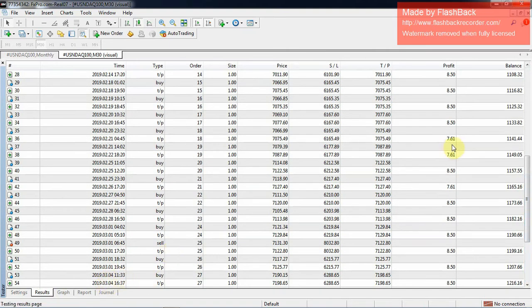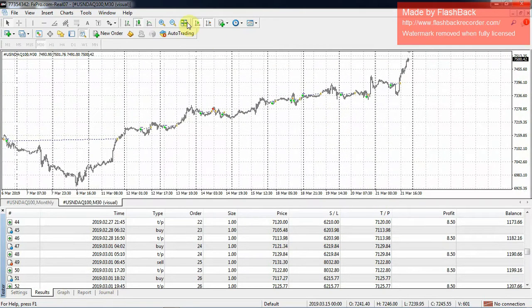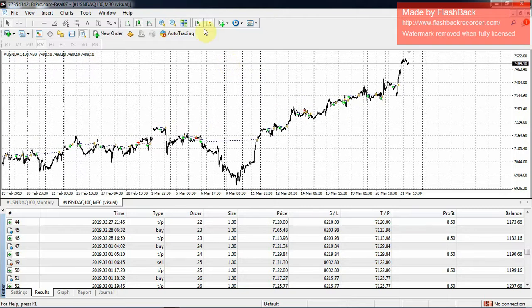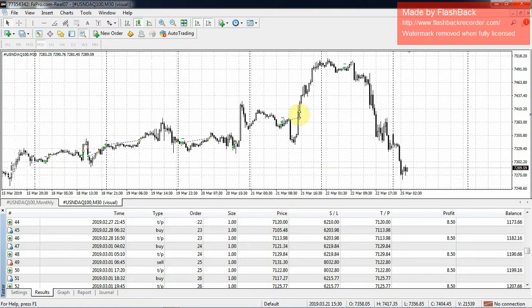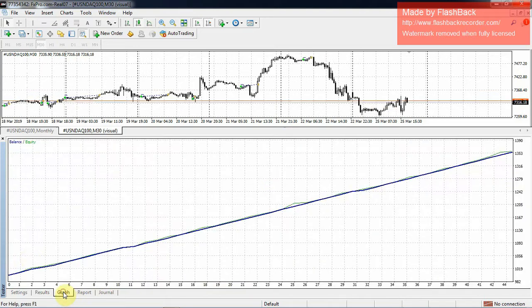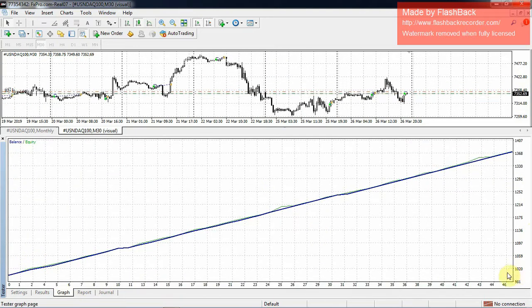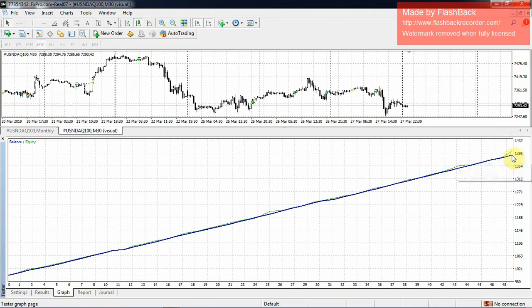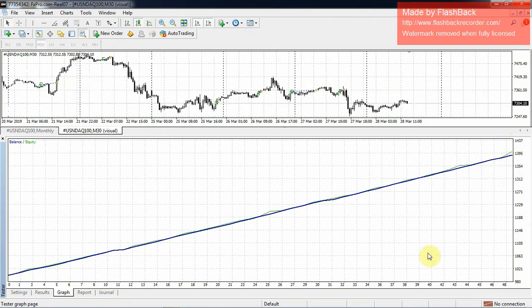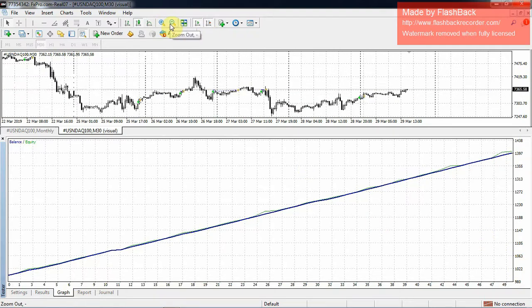Let me scroll down. As you can see, the results are coming in. The robot is trading. On some days we have a few trades, on some days we have many trades, on some days we have no trades. The backtest started at $1,000, as I said, and we are up to $1,395.